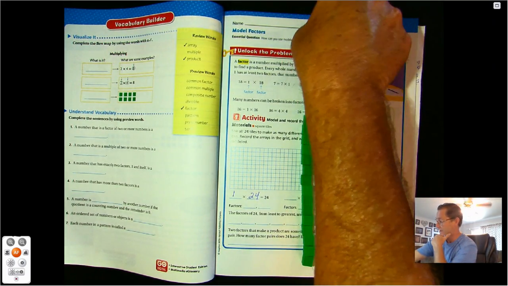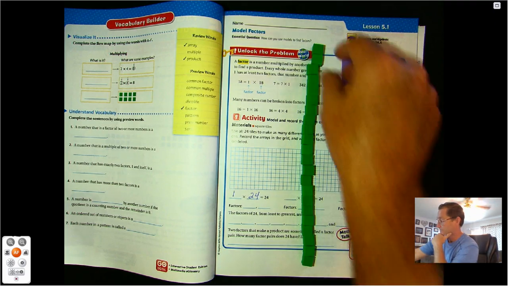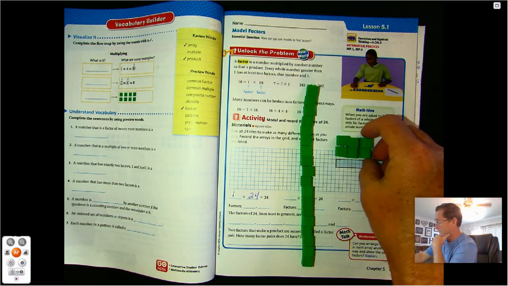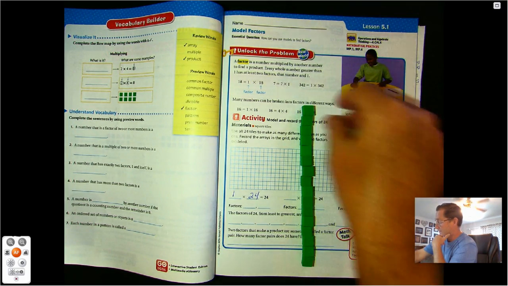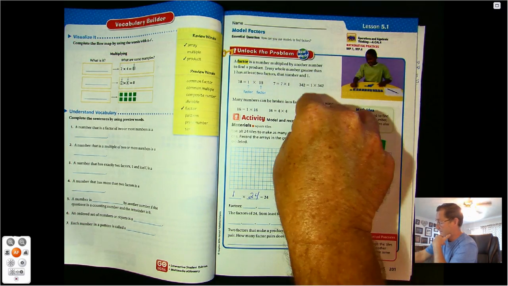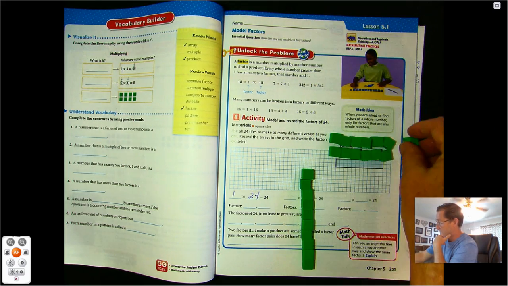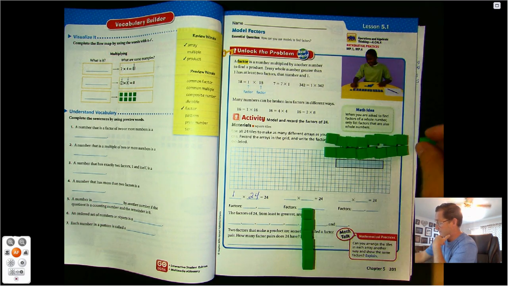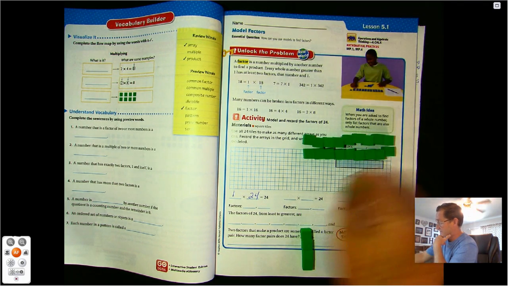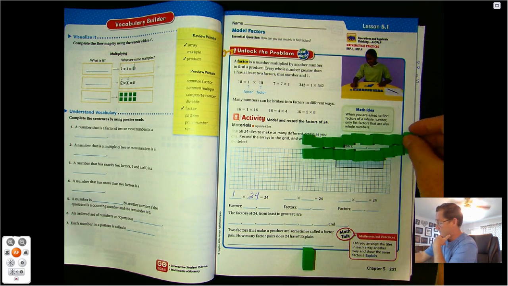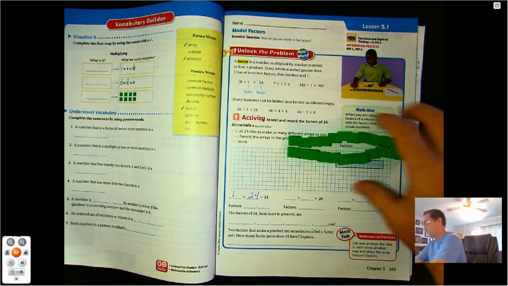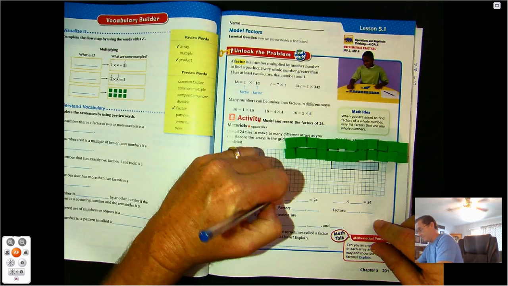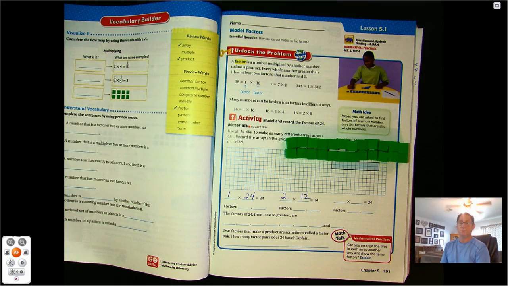Okay, so let's try 2. Can I make rows of 2? 2, 4, 6, 8, 10, 12, 14, 16, 18, 20, 22, 24. Yeah, we can make 2 rows of 12. So 2 times 12 is 24.